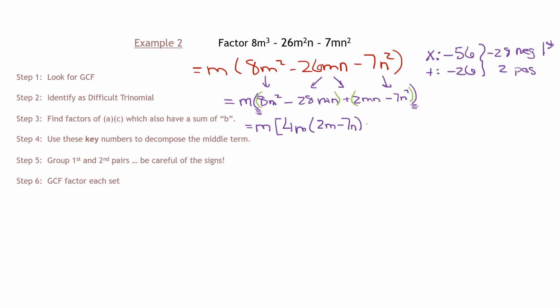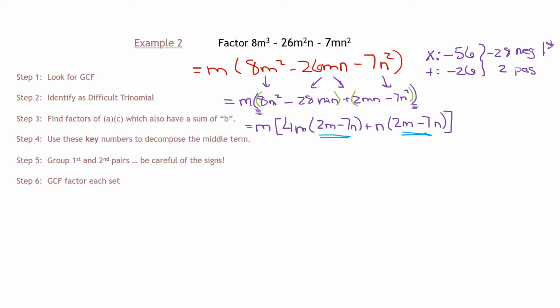Now the next pair of brackets, the only common factor there is an n, so I take that out. When I divide that out, I have 2m minus 7n left. And close that bracket, and then there's my square bracket at the end. And of course, my brackets match. If they don't match, then the factoring didn't work or I made a mistake.